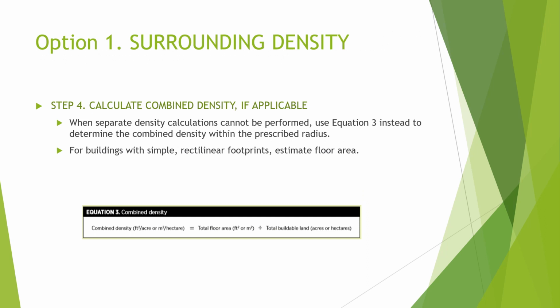If residential and non-residential densities cannot be found out, then step 4 is used to calculate the combined density. According to equation 3, combined density equals the total floor area divided by total buildable land. In this calculation, parking garages are excluded. For buildings with simple rectilinear footprints, the floor area is estimated by measuring the building footprint area and multiplying it by the number of floors.